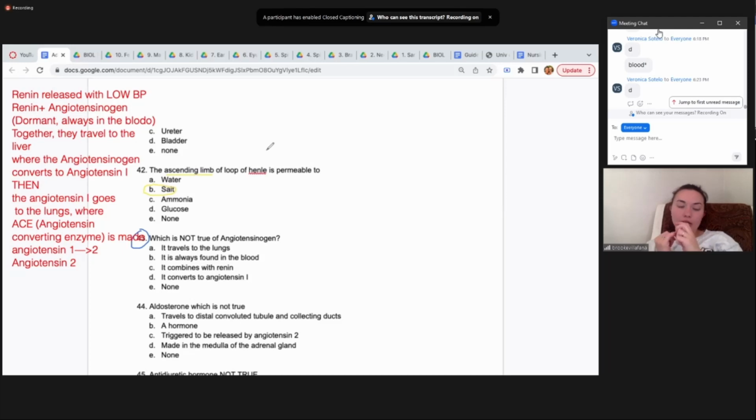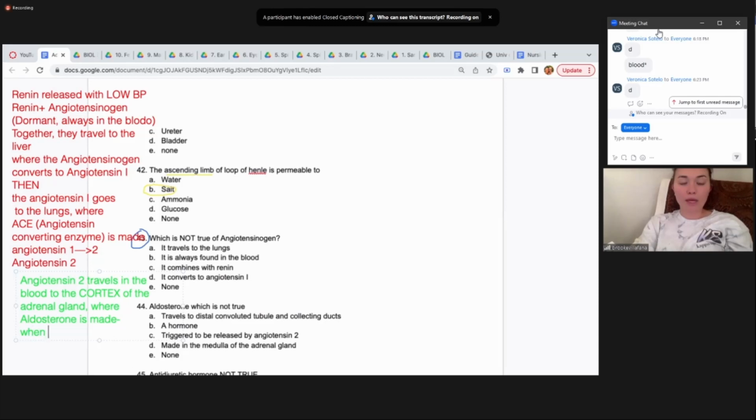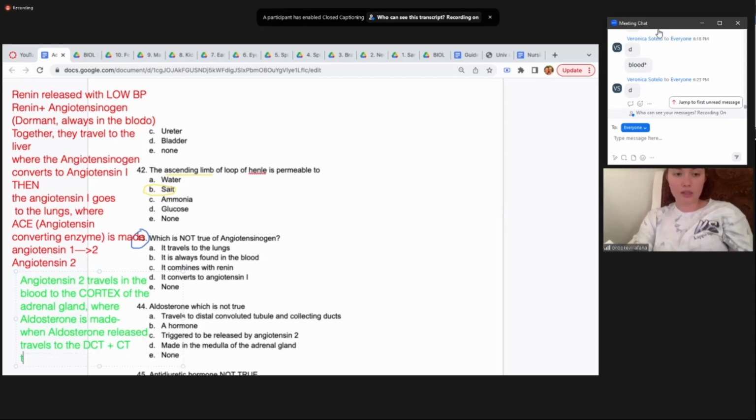Good. So D is our correct answer, aldosterone. So what happens is angiotensin 2, let's change to green. Angiotensin 2 travels in the blood to the cortex of the adrenal gland, where aldosterone is made. Aldosterone is then released, travels to the distal convoluted tubule and the collecting duct to cause reabsorption into the blood of salt and water to raise blood pressure.